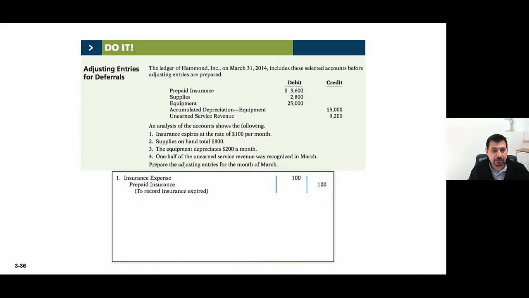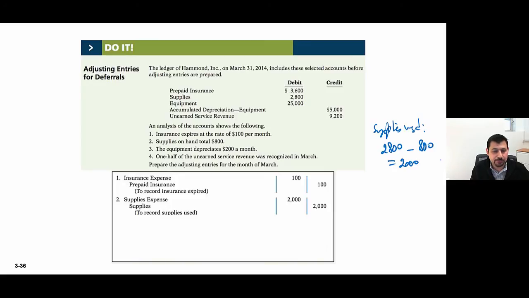Supplies on hand total 800. So that means that supplies used is equal to 2,800, the beginning balance, minus 800, and that would be $2,000. So the supplies that were used during this month were equal to $2,000. That would mean that we debit supplies expense $2,000 and we credit supplies because our supplies have decreased, so we credit supplies by 2,000. The explanation would be to record supplies that were used.